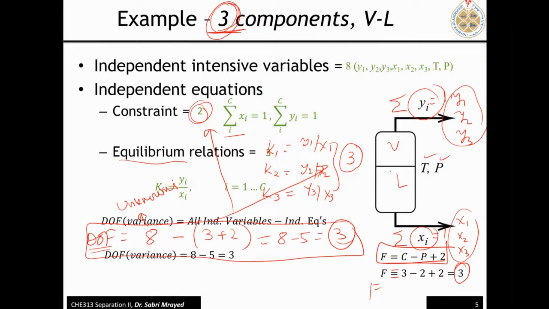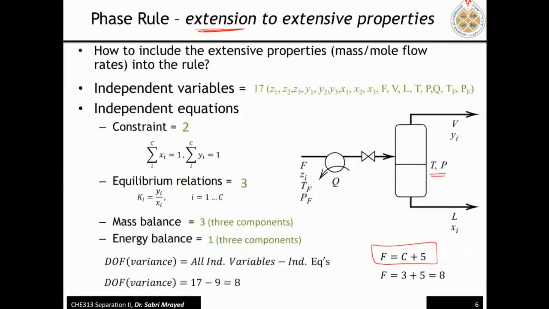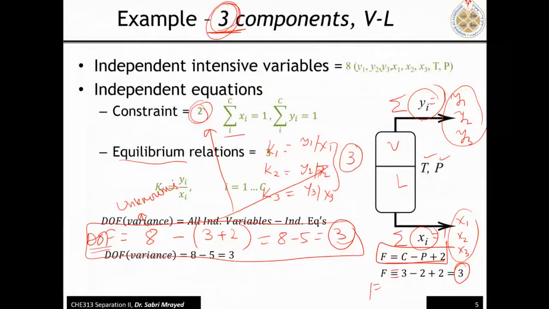Because this one is not a continuous flow. There is no continuous flow. This one represents the two phases at equilibrium. As you can see here, we don't have any flow rate. We don't have any extensive properties. We are dealing with mole fraction, temperature, and pressure only.